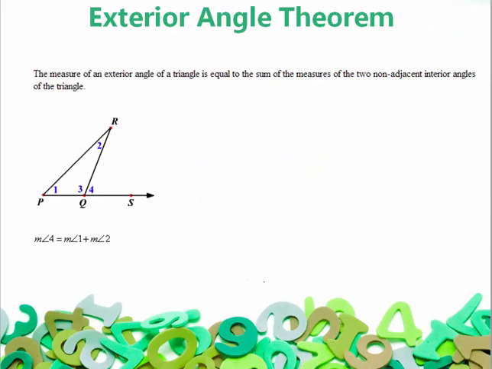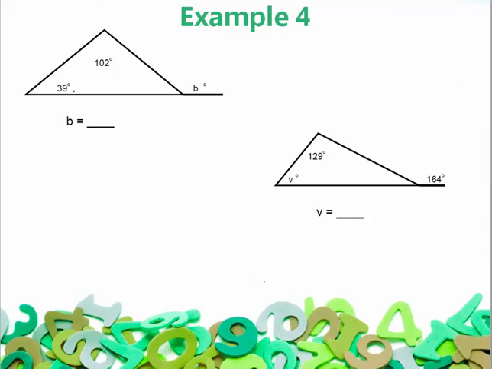And we're going to talk about exterior angle theorem. It states that the measure of the exterior angle of a triangle is equal to the sum of the measures of the non-adjacent interior angles. This says that the measure of angle 4 is equal to the measure of angle 1 plus the measure of angle 2. These two added together is going to equal 4. So what this means is when we solve problems, angle B is going to equal 39 plus 102. So B is going to equal 141.